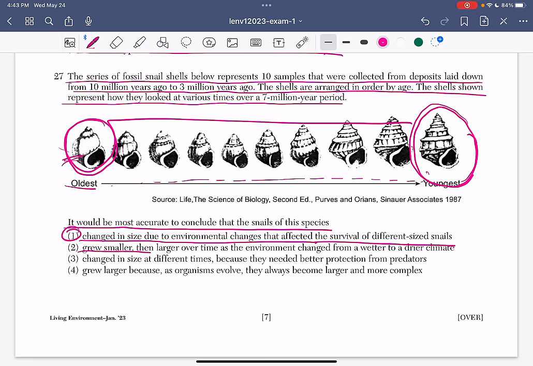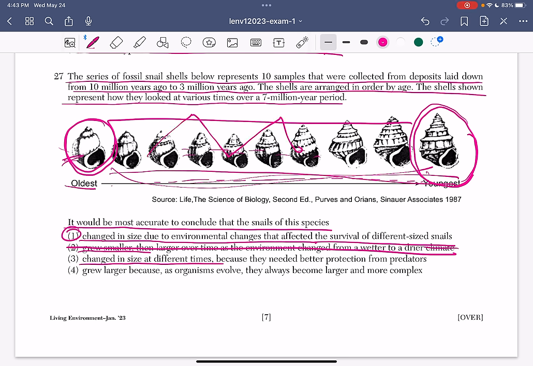Grew smaller. Did it grow smaller? I'm not even going to finish that. It did not grow smaller. Change in size at different times. It did not change size at different times and continuously increased. So it's not that it got bigger than smaller, then bigger than smaller. So it was consistently growing. So it's not choice 3.